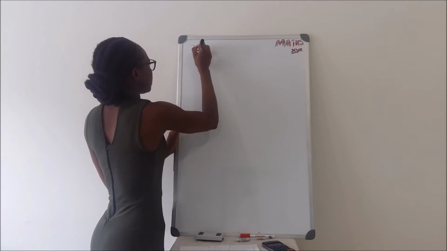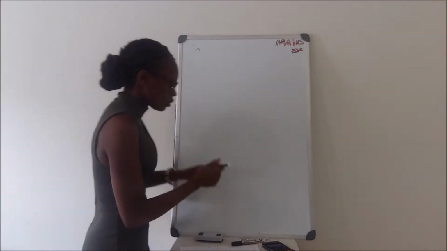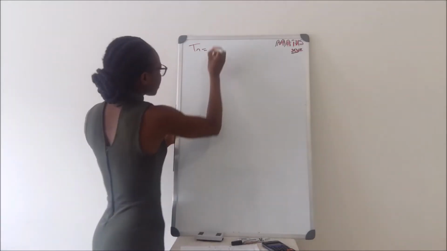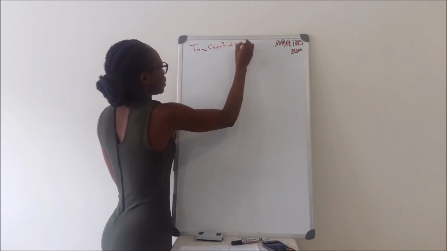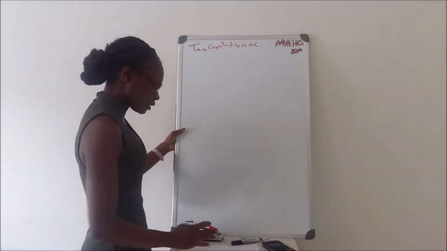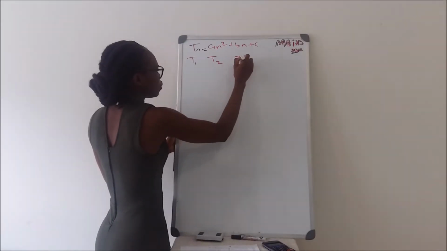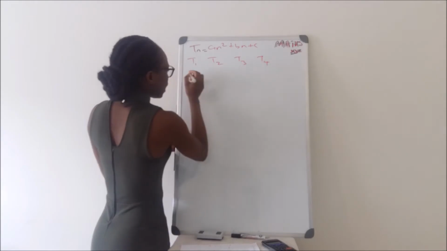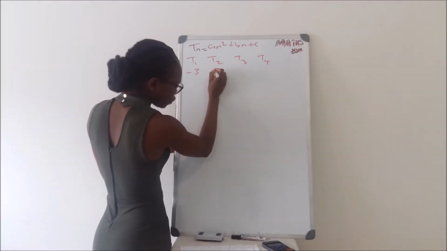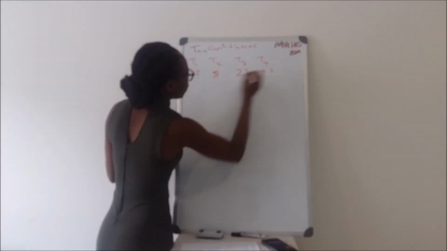So our Tn is equal to, sorry guys, this marker is finished, so let's use another one. Tn is equal to an squared plus bn plus c. We know that this is our standard equation for a quadratic sequence and series. Okay, so our T1, T2, T3, T4. Our T1 is equal to -3, T2 is 8, T3 is 23, and T4 is 42.